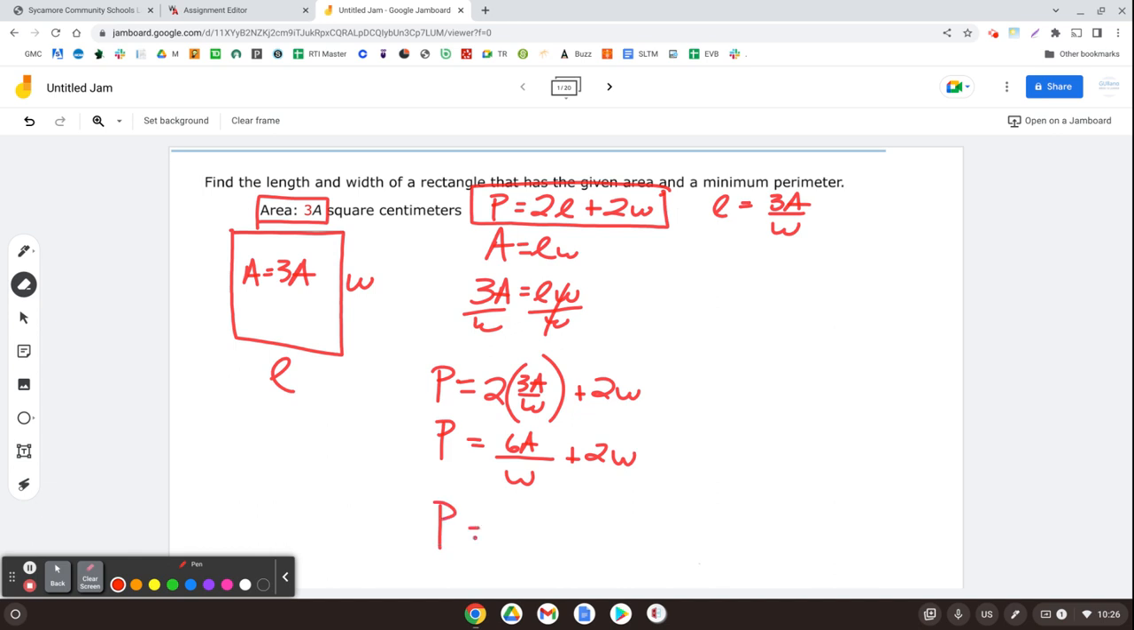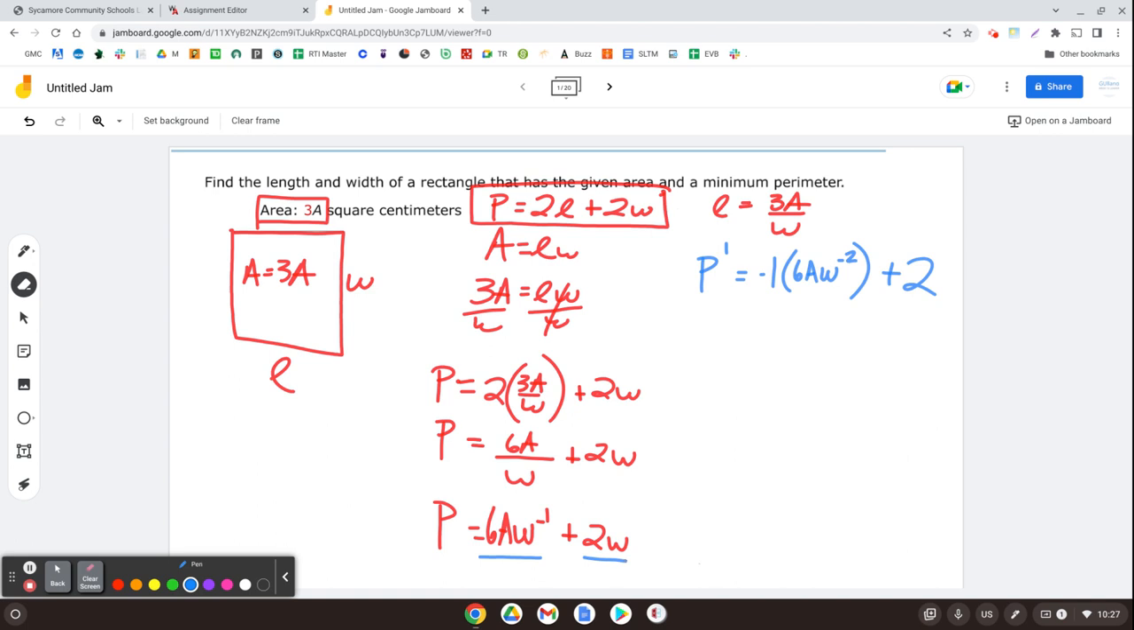Or we could call that, because we're going to take the derivative of this with respect to W, 6A times W to the negative first, plus 2 times W. Now we can take the derivative. And if we take the derivative, we can find the critical points. So P prime. Okay, so how do I take the derivative? Well, that's negative 1 times 6A, because remember, 6A is just a constant, times W to the negative 2. That's the derivative of this, plus 2. 2 is the derivative of this.